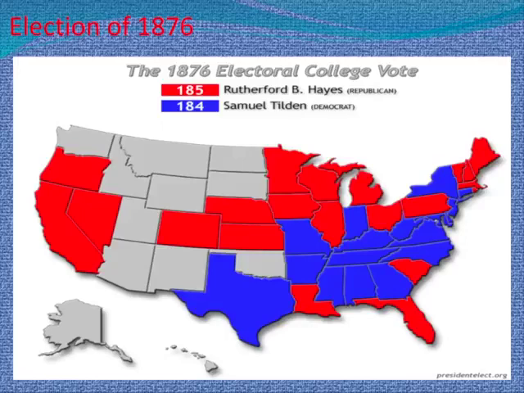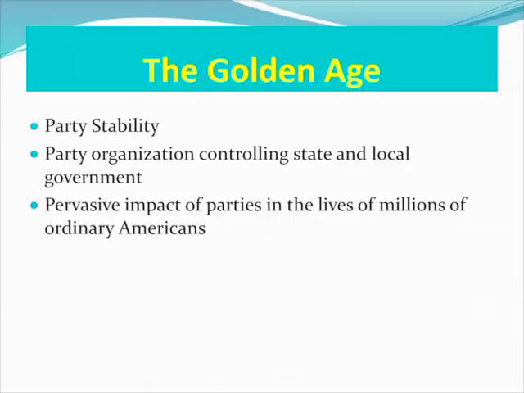So a Republican would continue to control the White House, but in exchange, the Union troops that still were occupying portions of the South would be withdrawn. And so this is why Tilden, who, properly speaking, should have won this election, was denied presidency, and Hayes became president. And we have the so-called golden age of political party, which begins soon after the election of 1876. It was characterized by several things like party stability, party organization controlling state and local government, a pervasive impact of parties in the lives of millions of ordinary Americans.